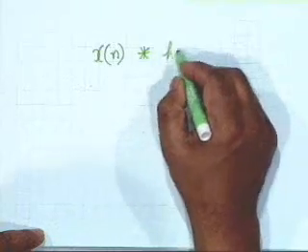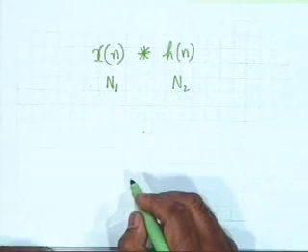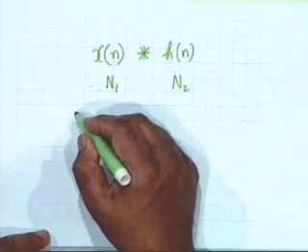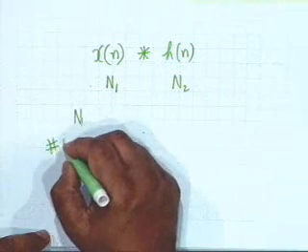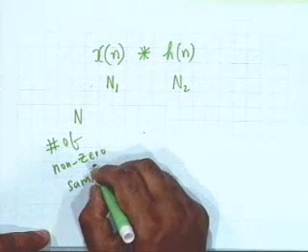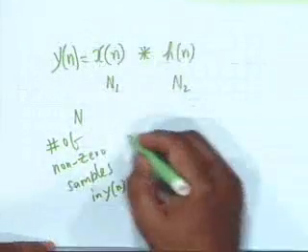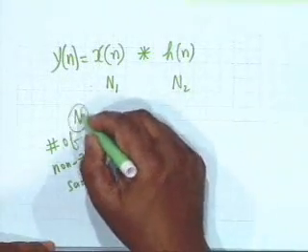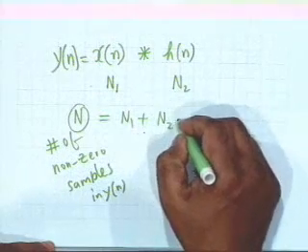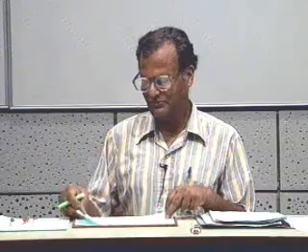In general, you can conclude that if x of n is convolved with h of n, and x of n is of length n1, and h of n is of length n2, then the total number of non-zero samples in y of n, capital N, is equal to n1 plus n2 minus 1. You can rigorously establish this. The proof is elementary and therefore I shall skip.